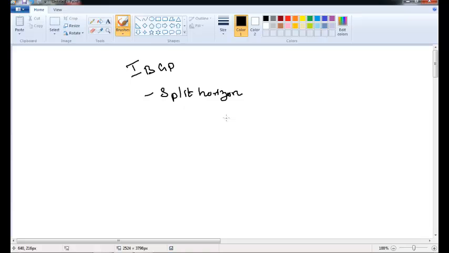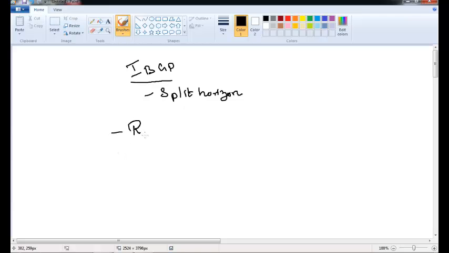Split horizon in BGP, especially in IBGP, we don't have split horizon for EBGP. Split horizon in IBGP is different. It's not the same thing that we saw in RIP. What does that split horizon in IBGP say?